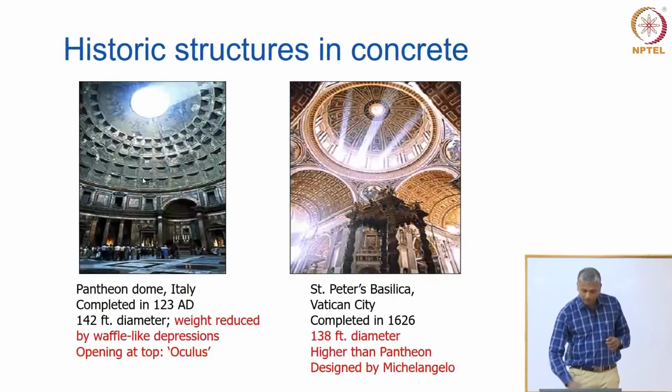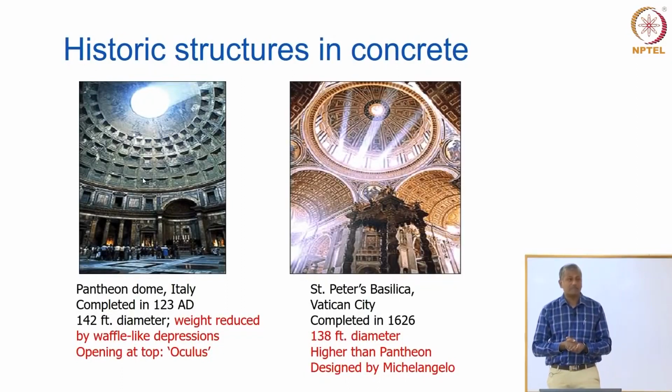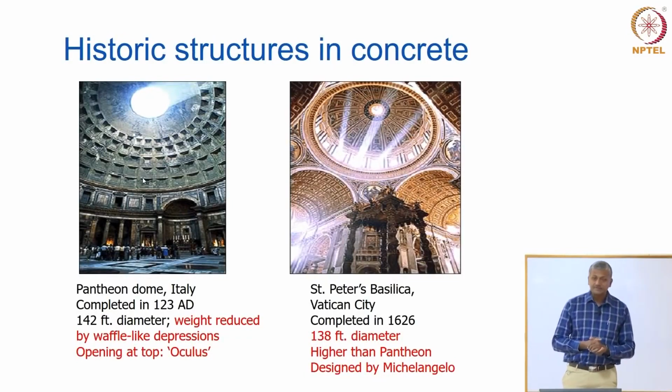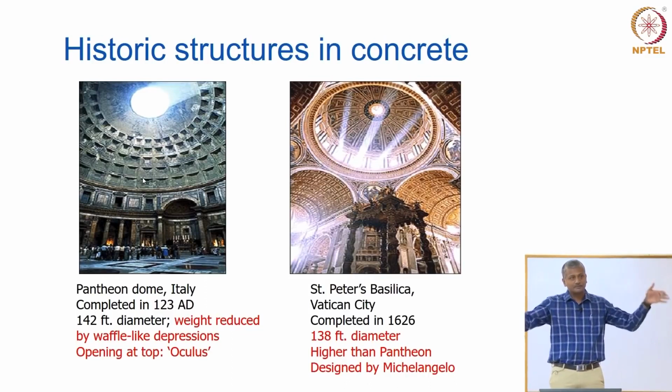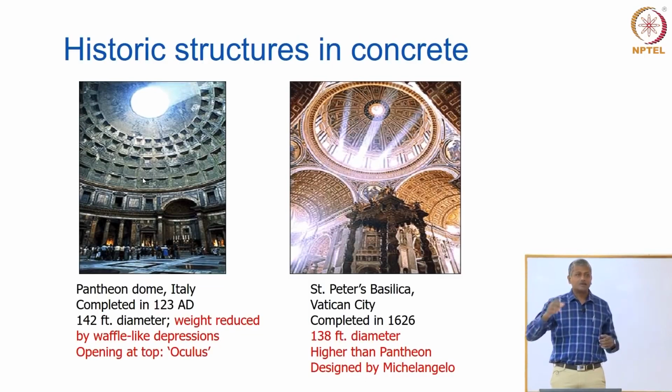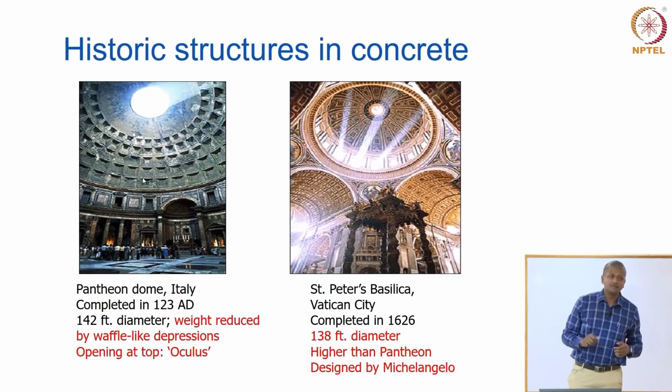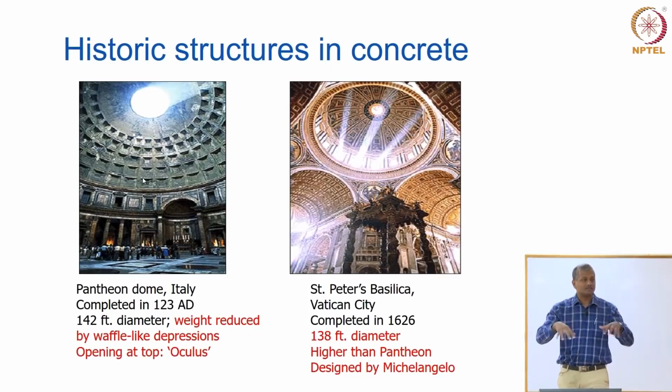For example, you may have seen pictures of these structures, the Pantheon Dome in Italy and the St. Peter's Basilica in Vatican City, which have some form of lime concrete used to create these massive slab structures on the top. These are basically dome shaped slabs and which have waffle like openings to reduce the overall weight, and you have even a circular opening in the end, in the center, to allow the light into the structure. Okay? So, these are concrete structures.